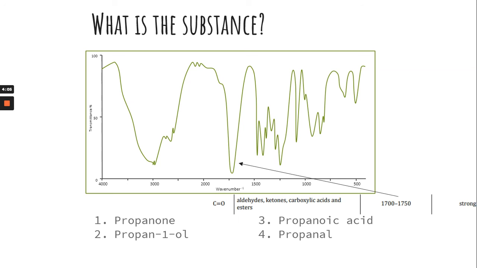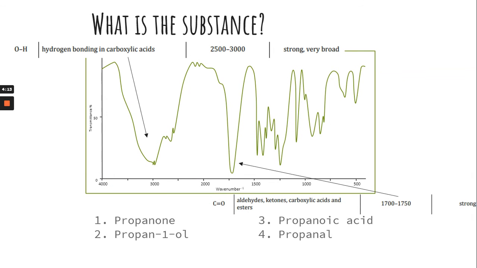However, what we do have is this really broad band around 3000, which indicates a hydrogen bonding in carboxylic acid. So this broad band right here that it's pointing at would represent that this is a carboxylic acid. So it's giving us another point to look at so that we can say, in fact, this is number 3, propanoic acid.